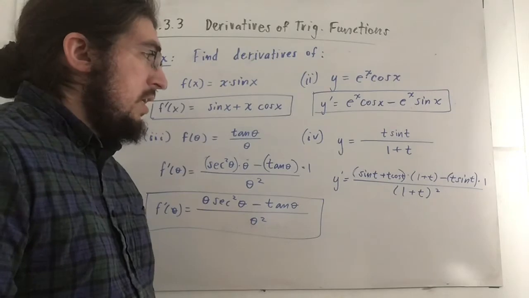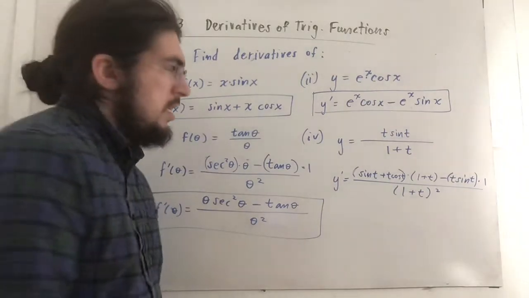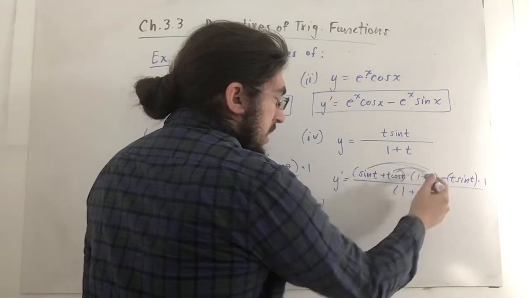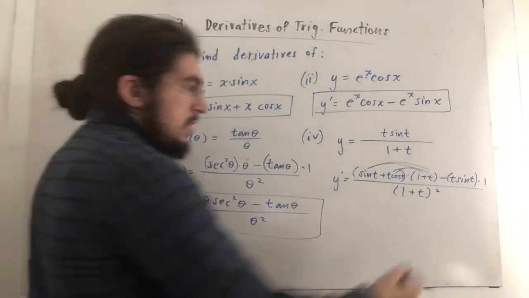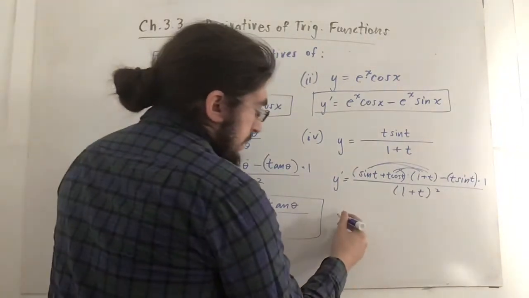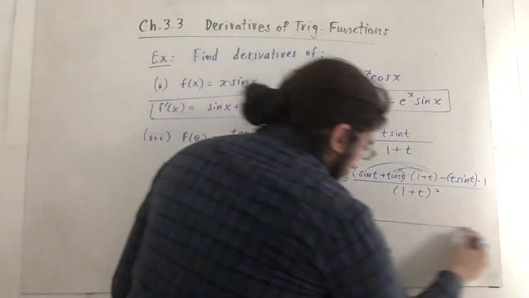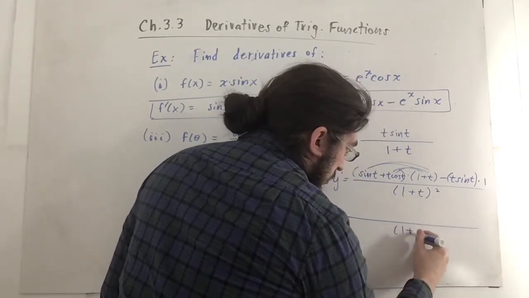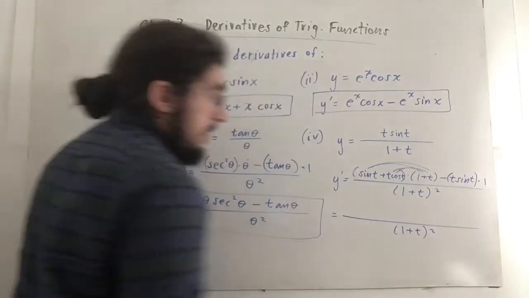And should we distribute things on top? I think we should. Let's see. So let's distribute sine into each of these, and then t cosine of t into each of those. This is just negative t sine of t, and let's see what we get. Again, I think we have space. I had to squeeze things up in here a little bit, but let's see. It's going to be all over 1 plus t squared.